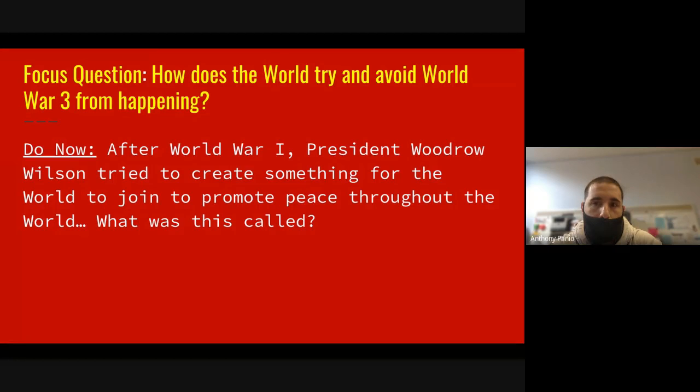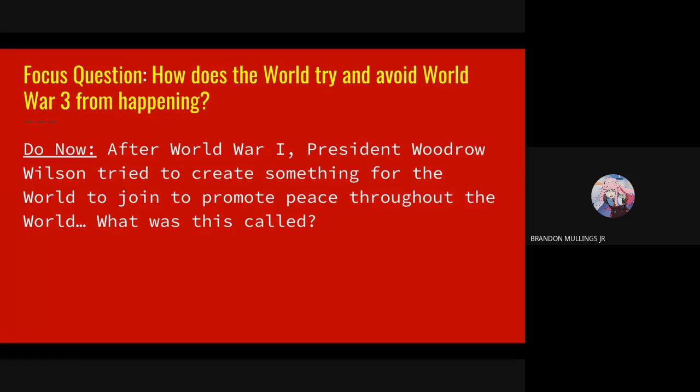So how does the world try and avoid World War III from happening? That is the focus for today. We're looking at a couple of things, but does anyone remember this question from the Do Now? I assume most will not. It's okay. After World War I, President Woodrow Wilson tries to create something for the world. A lot of countries are supposed to join it, and they wanted to promote peace to prevent a World War II from happening. Do you guys remember what this was called? Not the United Nations, not the New Deal. Good try. Treaty of Versailles.